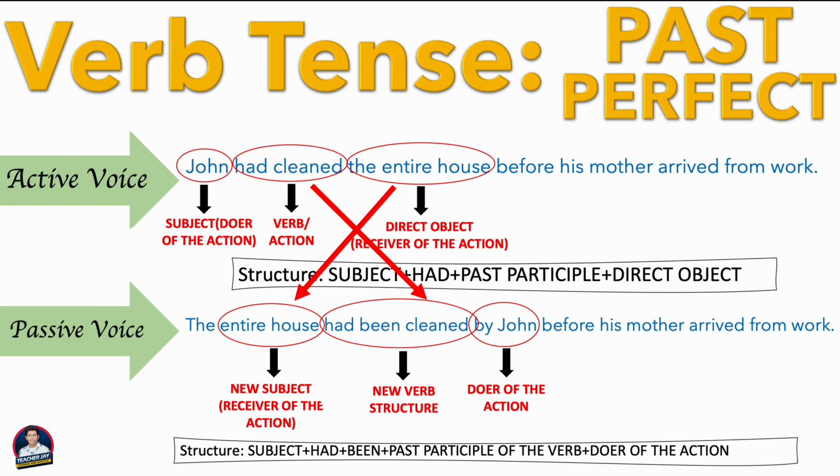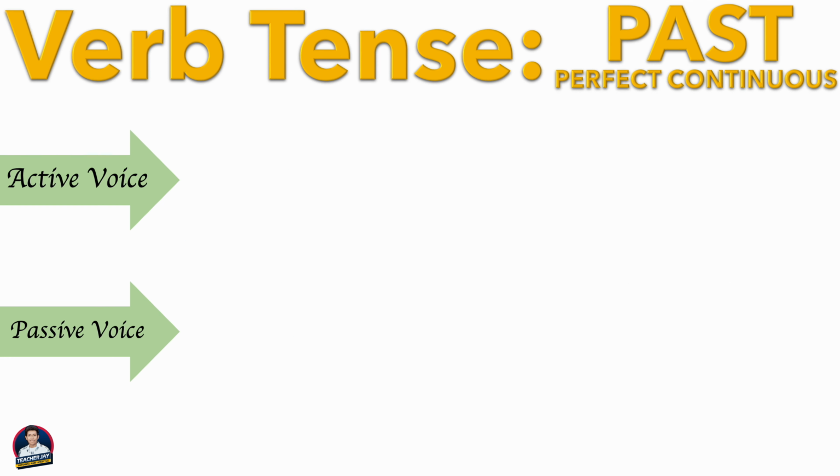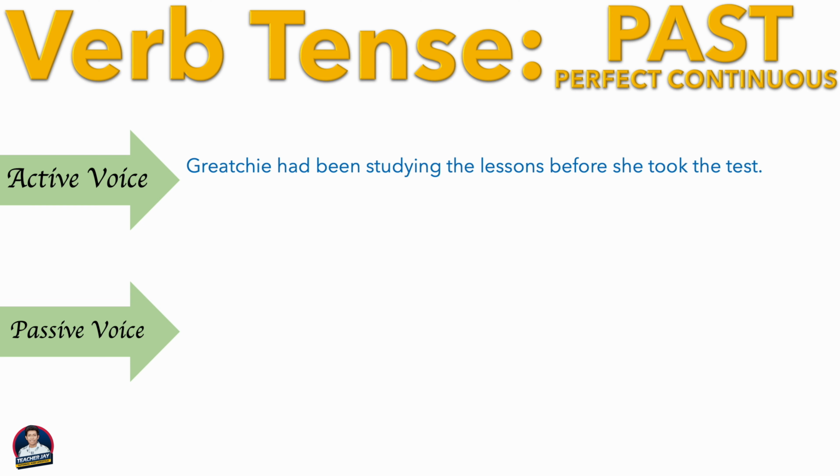This example uses the structure subject plus had plus the word been plus the past participle form of the verb, which is cleaned with ed, and the doer of the action, by John. Another example of an active voice using the past perfect continuous or progressive tense. Gretchen had been studying the lessons before she took the test.